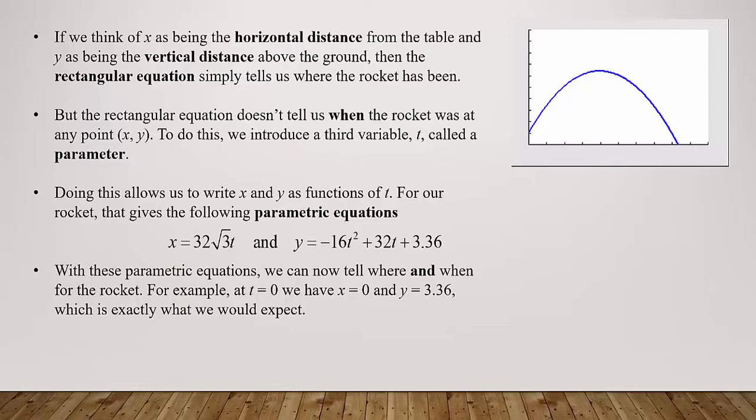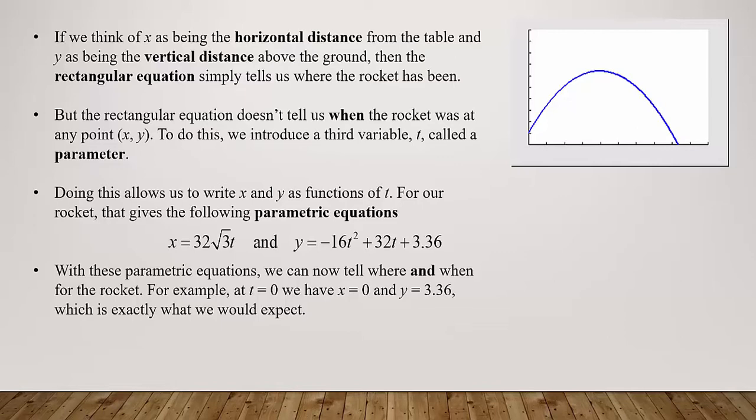So for example, at t equals 0, we know the rocket hasn't been launched yet. That's the initial value for t, the initial time. If you substitute 0 in for the t's in the parametric equations, you would get x is 0 and y is 3.36. That's its initial starting point. Before it's been launched, it is 0 feet horizontally away from the table, because it's on the table, and it's 3.36 feet above the ground, because the table itself was 3.36 feet tall.